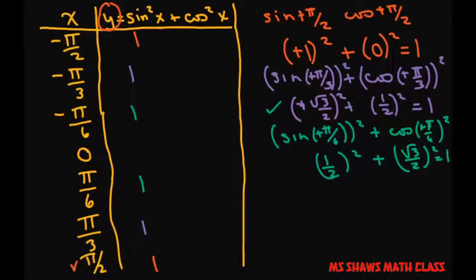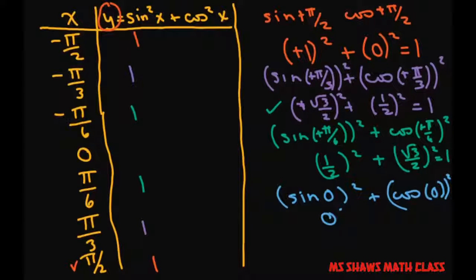And now let's try 0. If we use sine of 0, squared, plus cosine of 0, squared, you're going to get 0 squared plus 1 squared, which equals 1. So all of this equals 1.